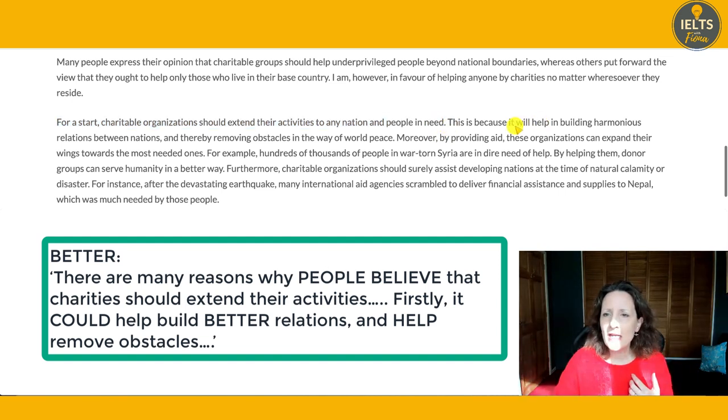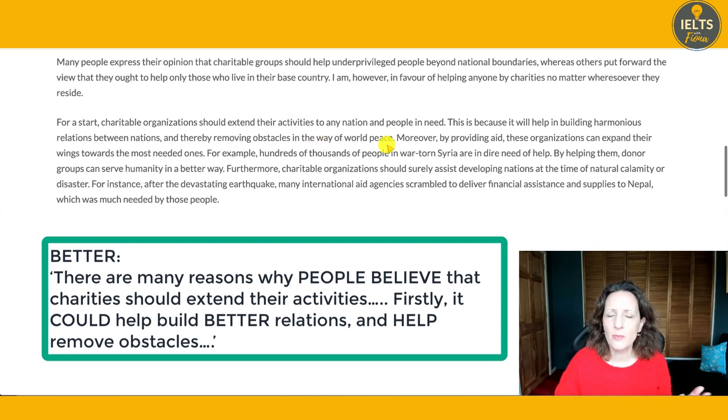This is because it will help building harmonious relations between nations, thereby removing obstacles in the way of world peace. Is that really going to happen? If you give charity, it will build harmonious relations and remove obstacles in the way of world peace? I very much doubt it. So we've got a very large generalization here with not much evidence to back it up. There's no hedging. There seems to be no moderation of this idea.